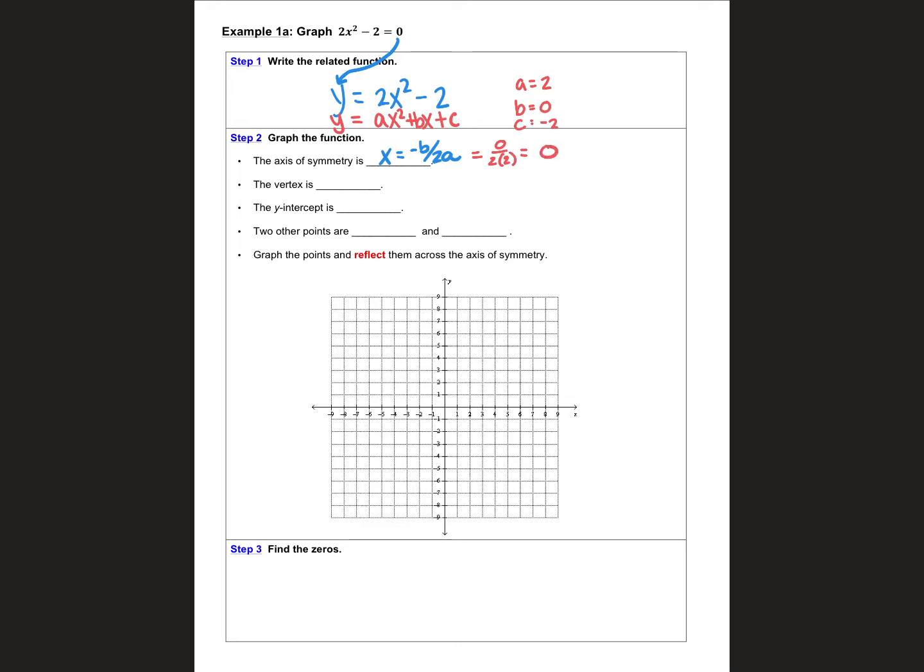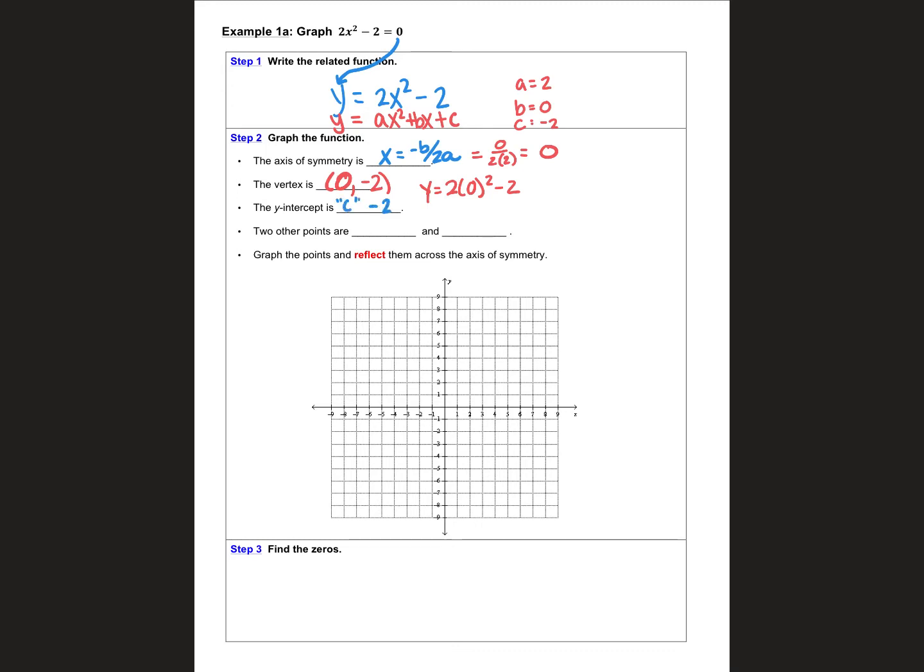And then to find the vertex, we take that x value, and we're going to plug it into the original equation so that we can get our y value. So we're going to plug in 0 for x into the original equation, and we're going to find out what the y is equal to when we do that. So you should get -2 for that. Okay, the y-intercept is -2 because that's our c value.